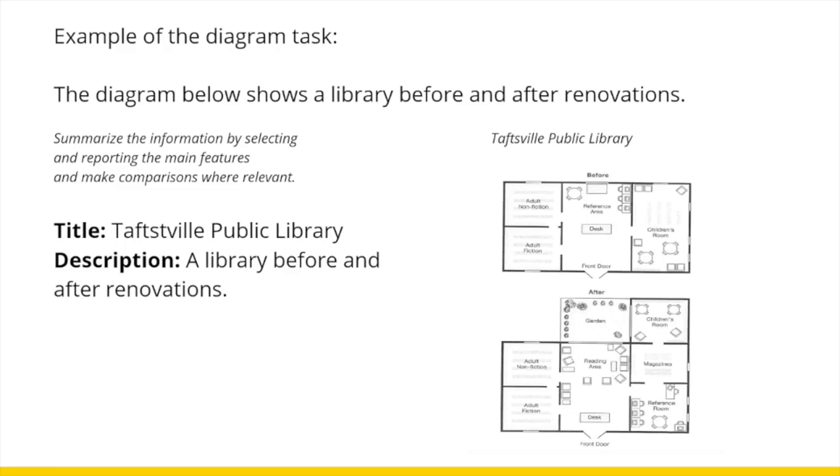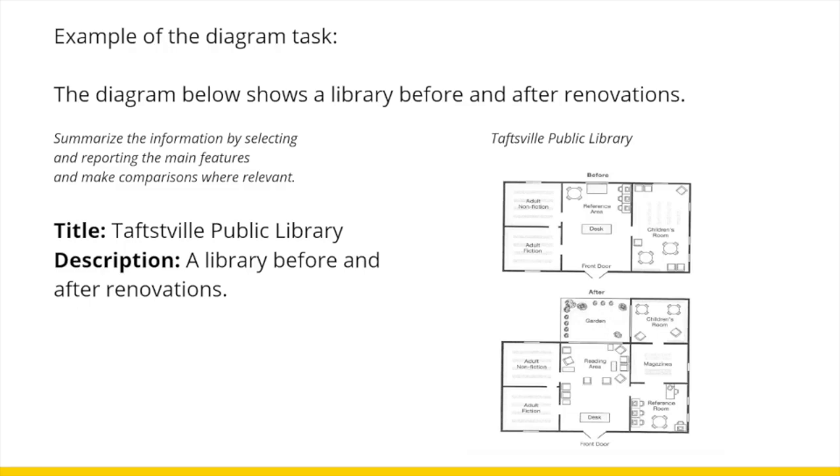So in order for you to understand this, I think this one is pretty clear. It tells you a library before and after renovation. So you see the picture before and you see the following picture after, and you see the changes that happened. And also you have a title. So the title states Taftsville Public Library. So it kind of gives a name for this library.